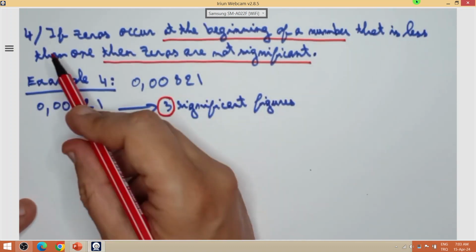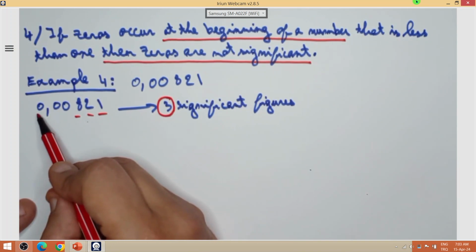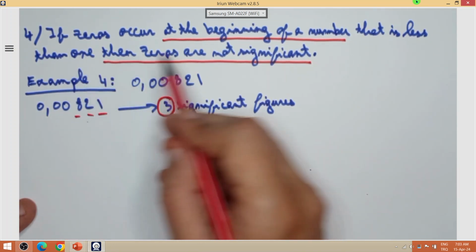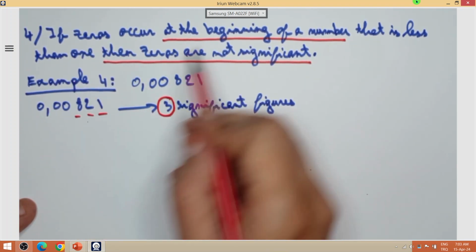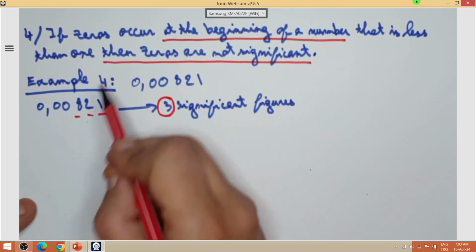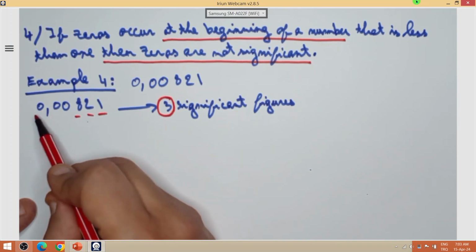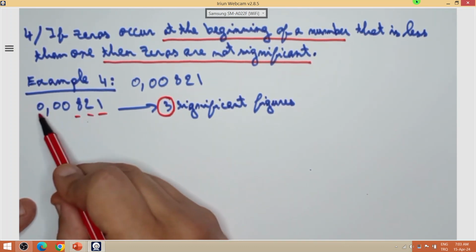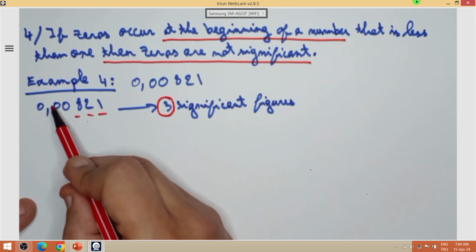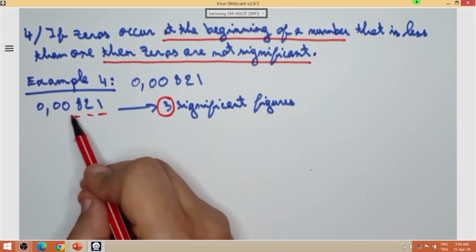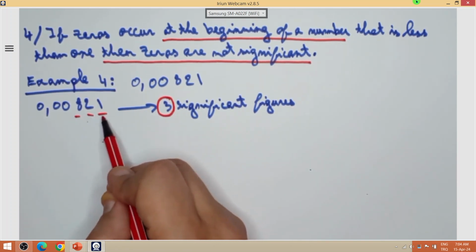And note 4 says that if zeros occur at the beginning of the number, like in this example, so here zeros occur at the beginning of the number. This number is less than 1, and it has zeros at the beginning, so these zeros are not significant. When counting the significant figures, we don't count these ones, we count only these ones. So this number has 3 significant figures, 1, 2, 3.